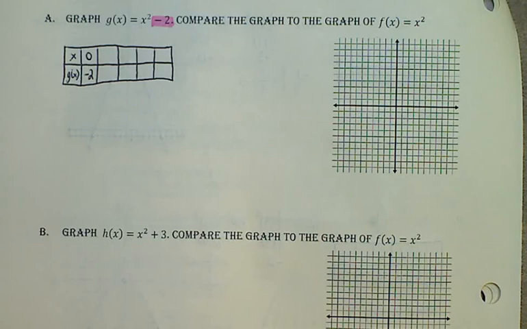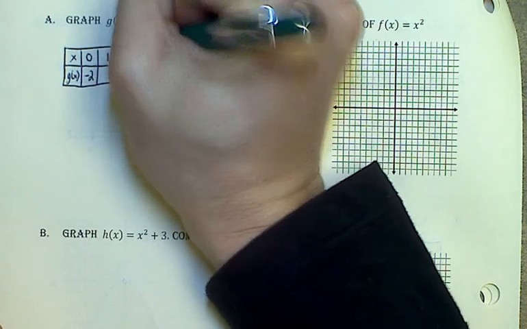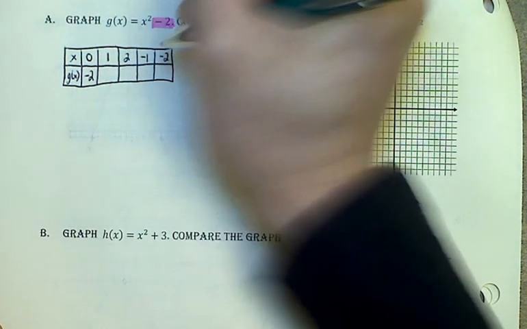So now I still need to pick 2 points to the right, x values, 2 points to the left. I'm going to keep it simple, and I'm going to go with 1 and 2, which means I'm going with negative 1 and negative 2. And then I'm going to plug those in.